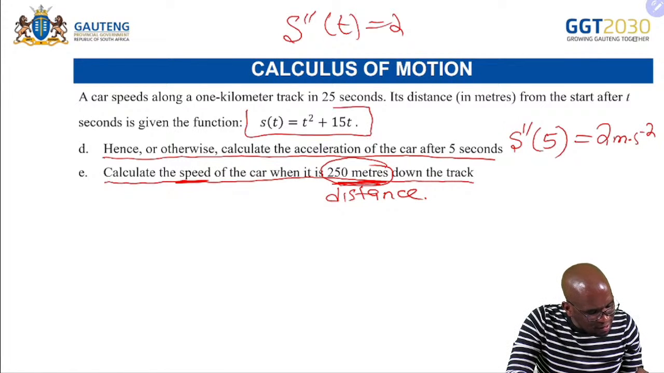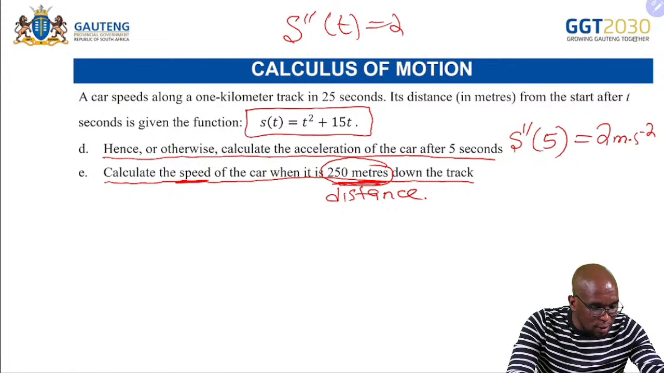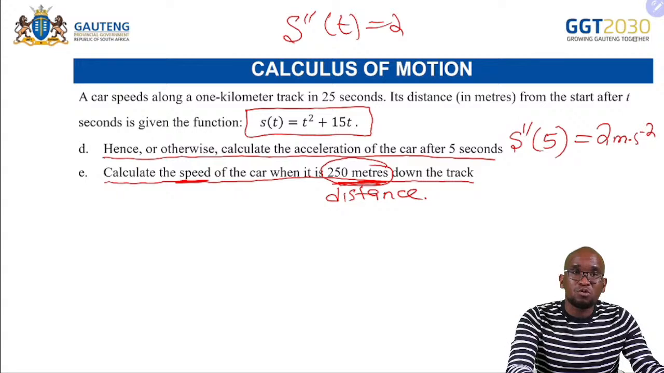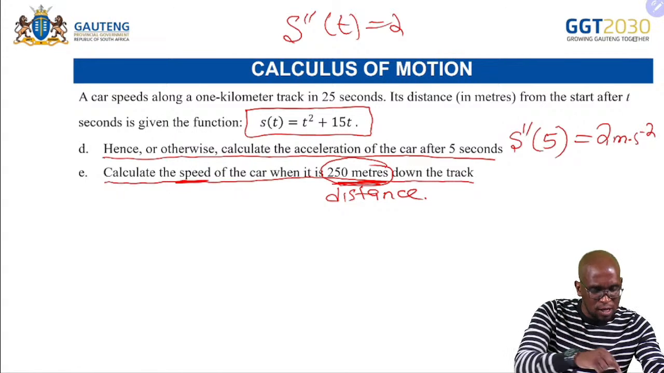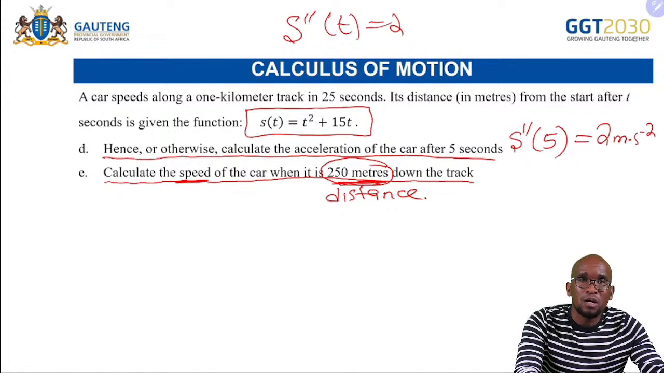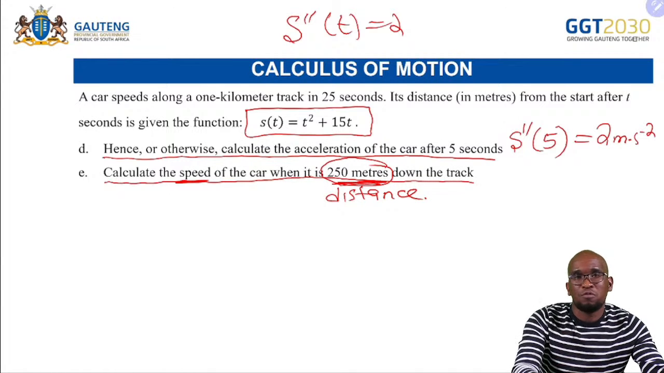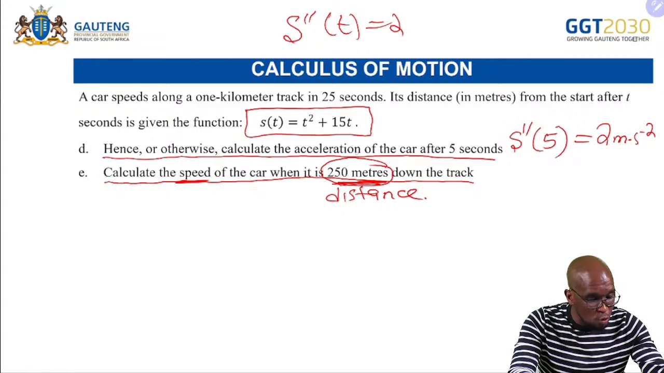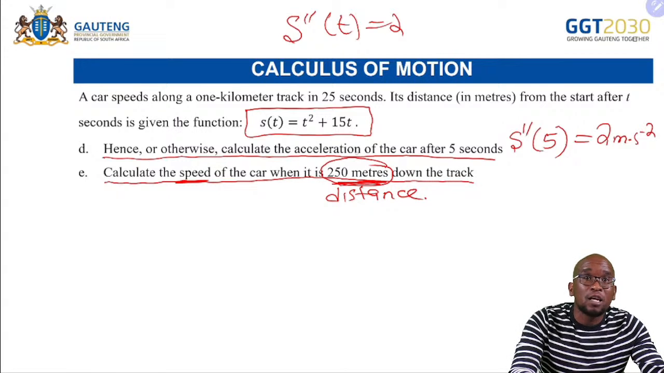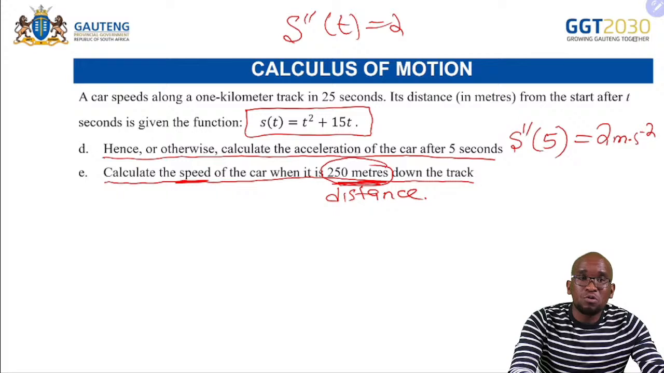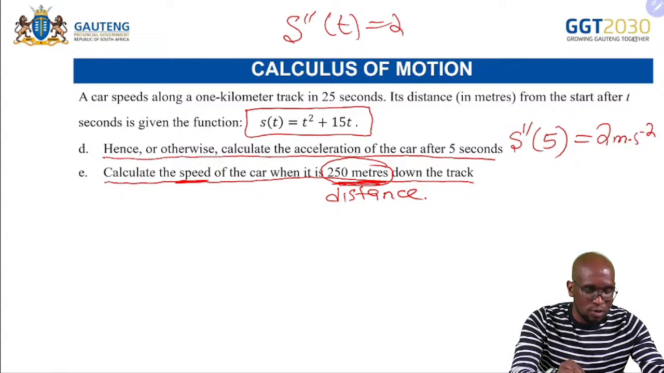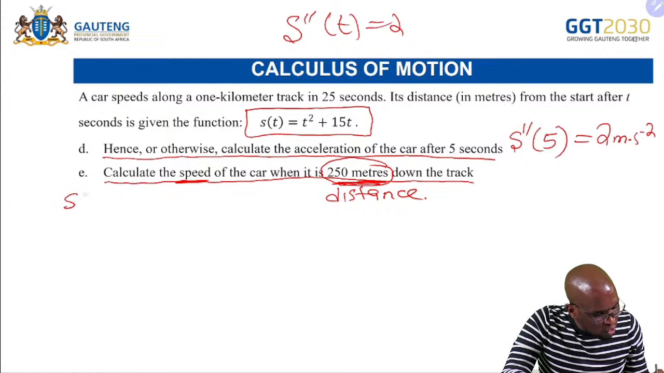So what should we do? We go back to the distance equation. Where we see S of t, we put 250, because they said the distance is 250. And then we find the time it takes to cover the distance of 250 meters. After finding that time, then we'll be able to find the speed. I repeat, we are given the distance, which is 250 meters, and they want the speed. So in order for us to get the speed, we will determine the time it takes to cover a distance of 250 meters and use that time to calculate the speed.